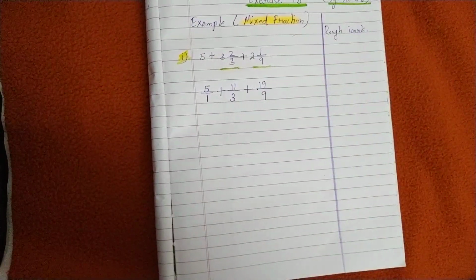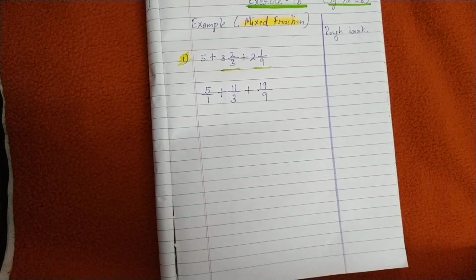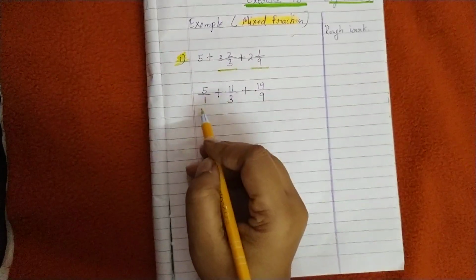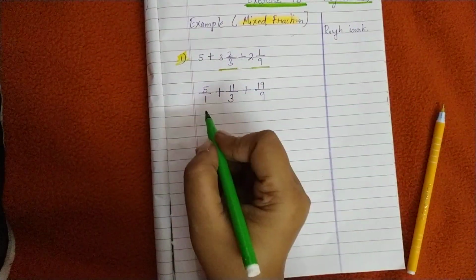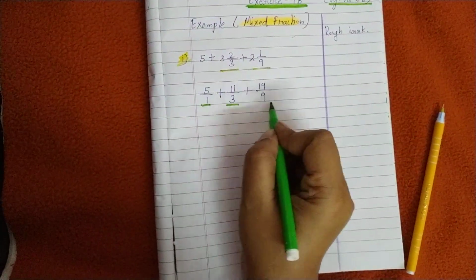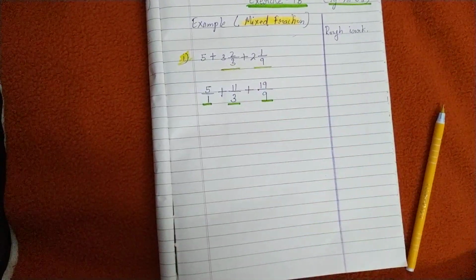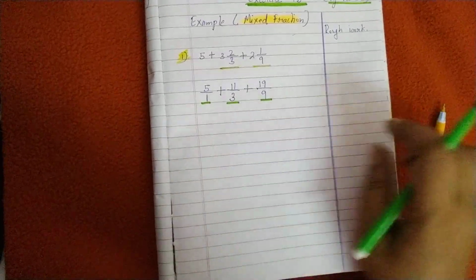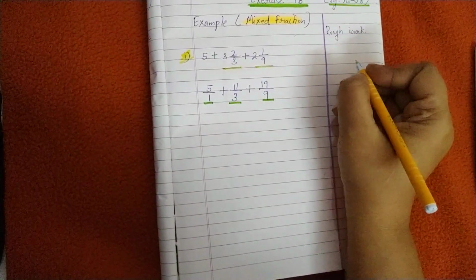This is an unlike fraction. So what are we going to do now? We are going to take out the LCM of denominators. Why do we need to take the LCM of denominators? Because the denominators are different here. So let's take out the LCM.